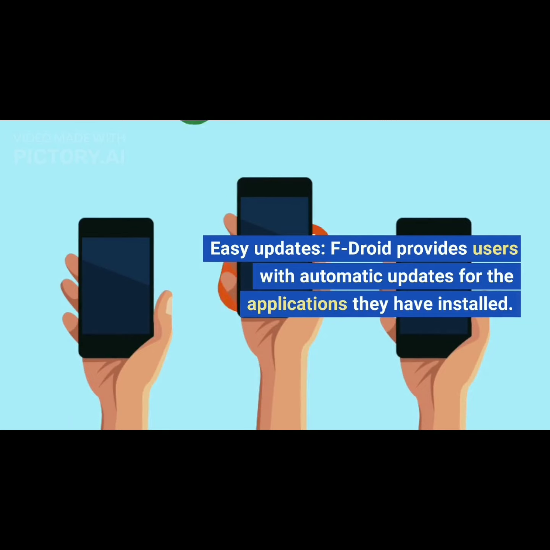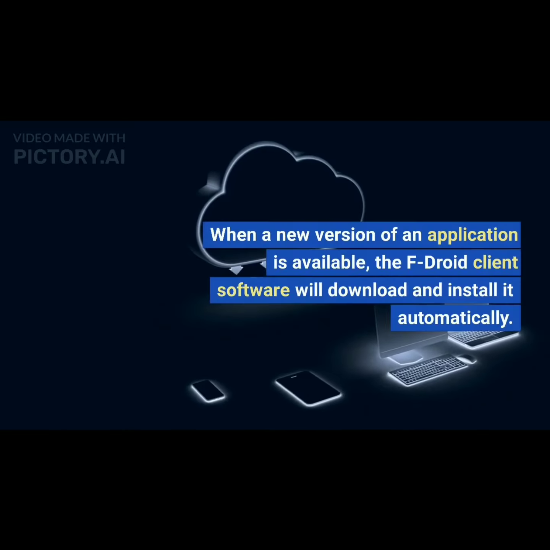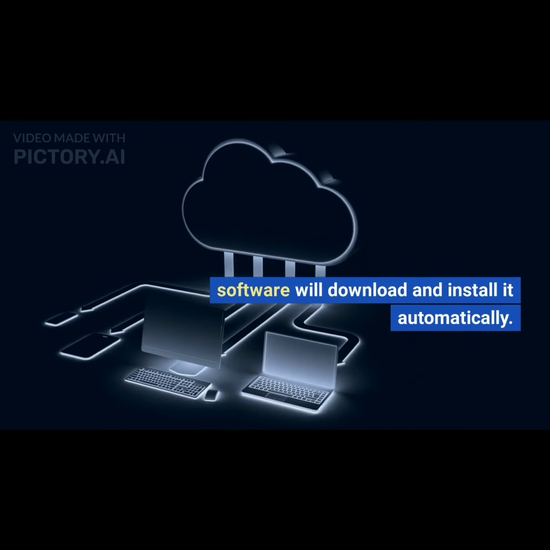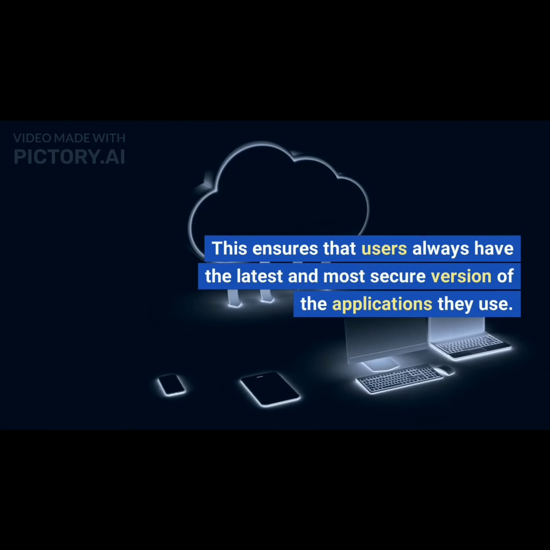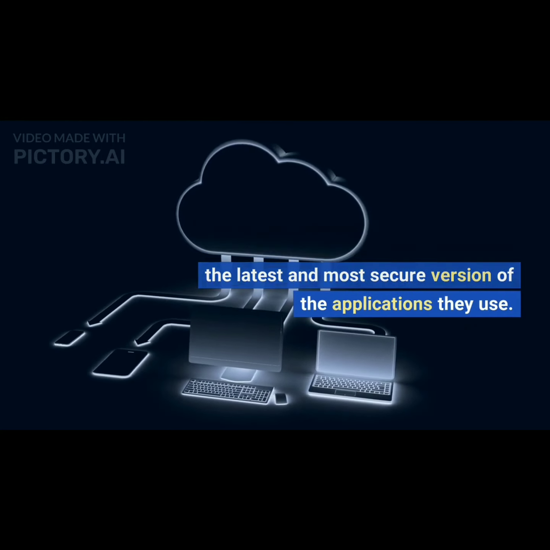7. Easy updates. F-Droid provides users with automatic updates for the applications they have installed. When a new version of an application is available, the F-Droid client software will download and install it automatically. This ensures that users always have the latest and most secure version of the applications they use.